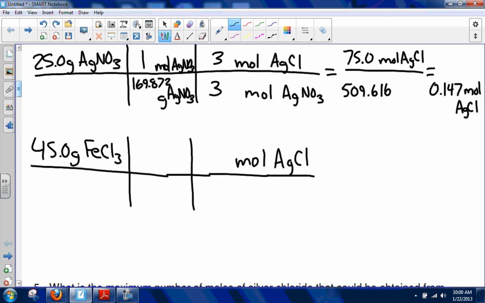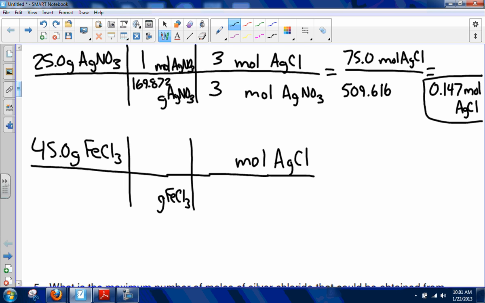0.147 moles silver chloride. Okay, so that's the answer for the first one. Now I've got to finish setting up my second one. I've got 45.0 grams of ferric chloride right now. I want my answer to be in moles. That means I've got to get rid of this grams of ferric chloride, right? So I put it on the bottom.